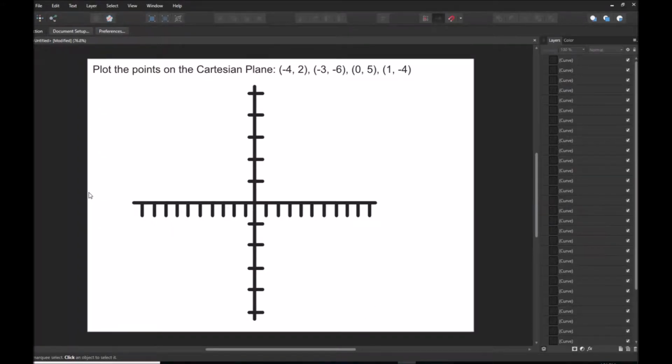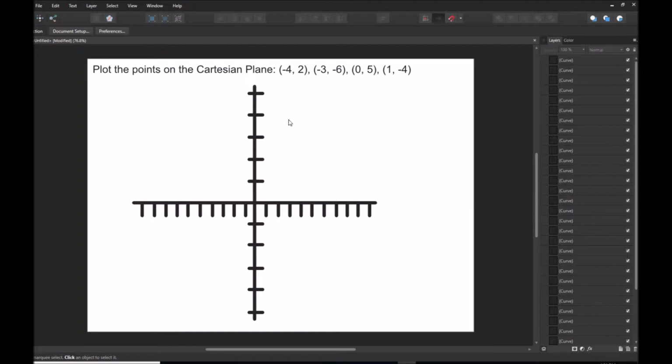Okay, so the first question we have says plot the points on the Cartesian plane, and it gives us a list of 4 ordered pairs, which are the points we need to plot on this graph. Now, you don't need to know exactly what a Cartesian plane is, you just need to know that it's this rectangular shaped graph where each of these ordered pairs corresponds to a point on this graph.